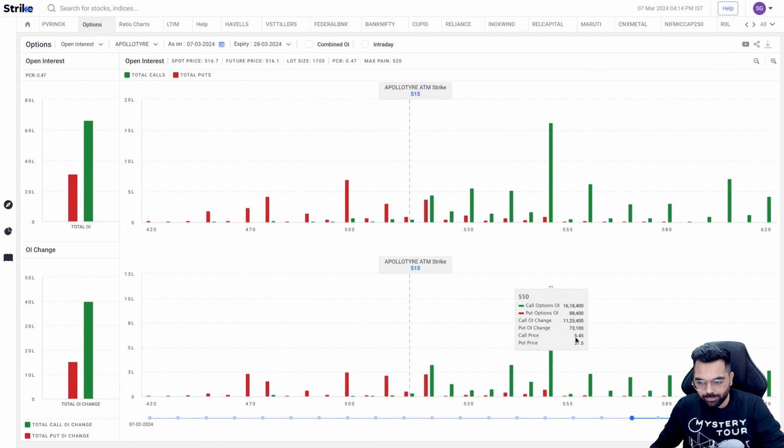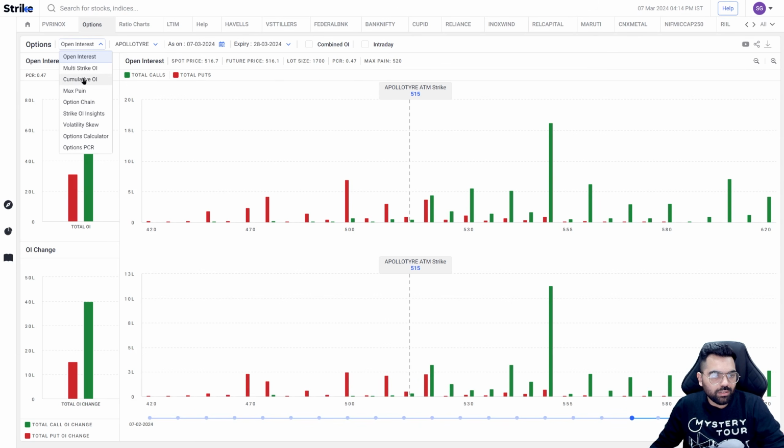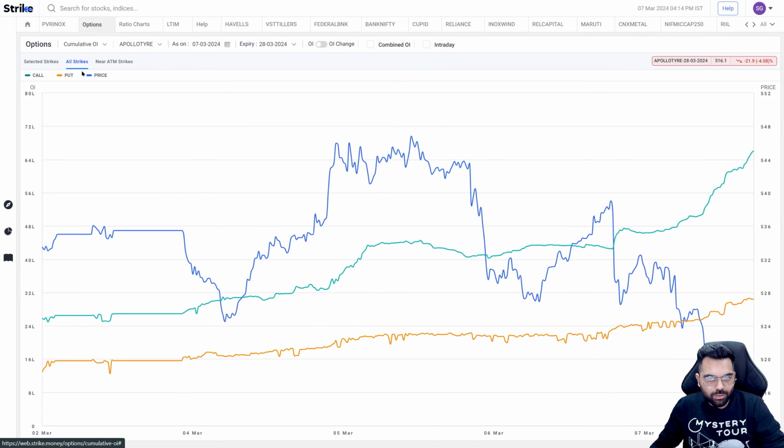As I just said, the call writers have been more active in the current expiry. We can see the same thing through cumulative open interest for all strikes. I've already opened the stock. As you can see, I've disabled intraday because I want to see the last few days' activity, and you can see the turquoise line picking up very sharply, and it is resulting in a sell-off. So call writers currently have a strong position in this stock.